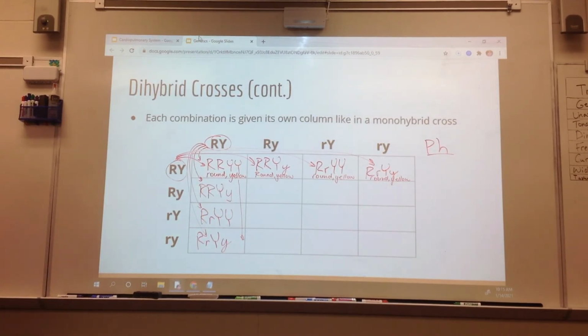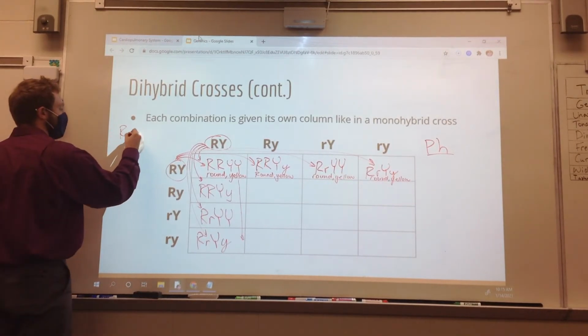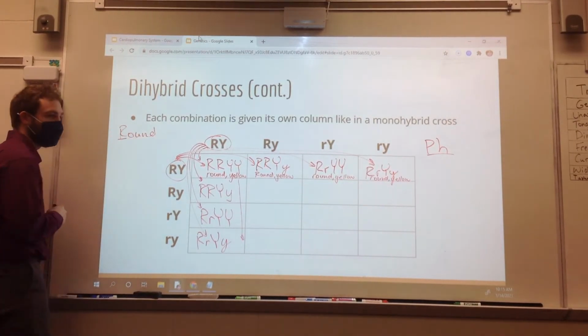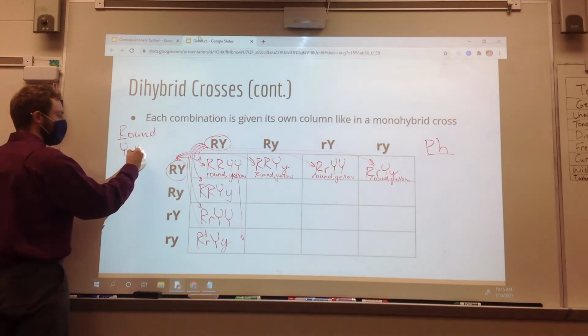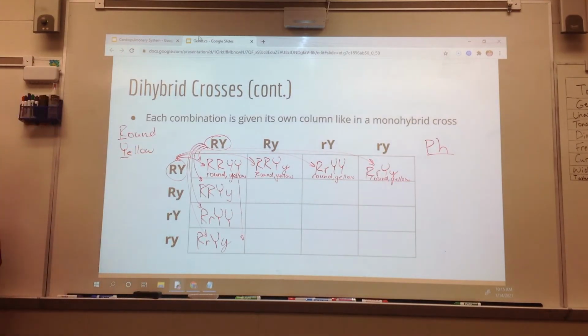So usually, round is dominant, so we take the R from there. Yellow is dominant, so take the yellow. Take the dominant trait and use that letter, or take the like trait.